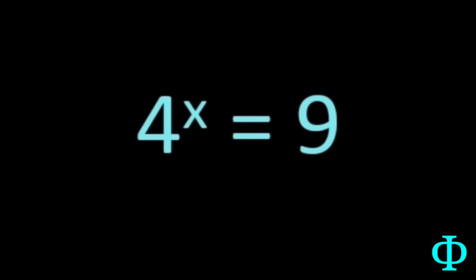As in an earlier example, 4 to the x equals 9, where the base is 4. That equation was solved for x using the log power rule. What was done there to find a solution was to change 4 to the x into 10 to a log.